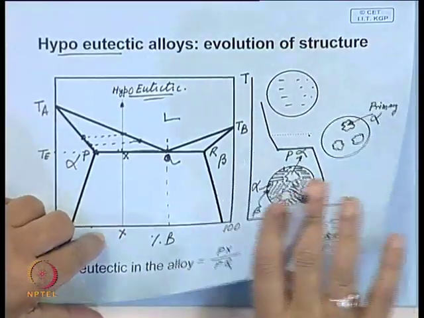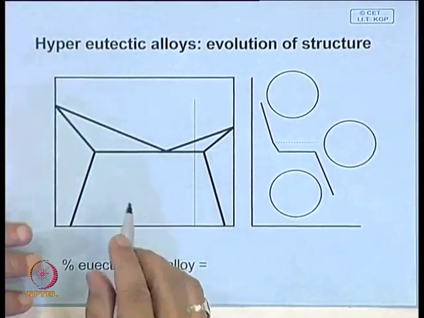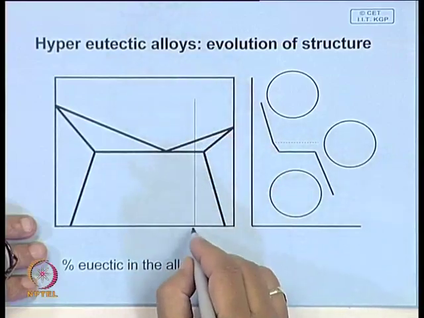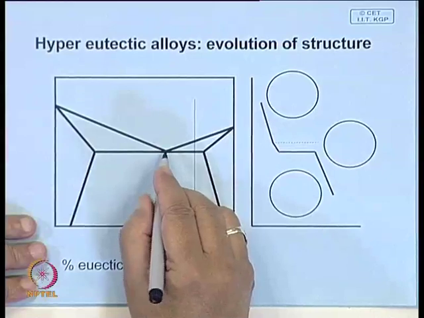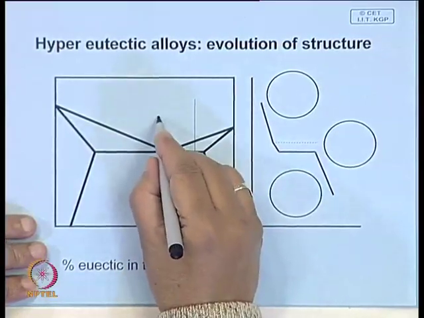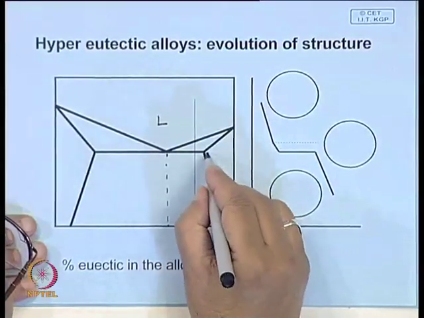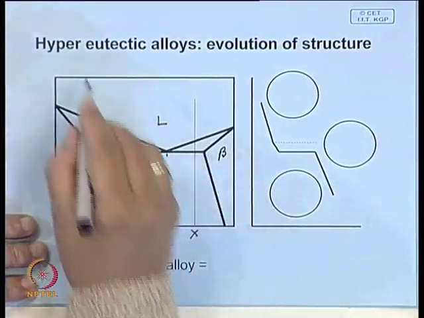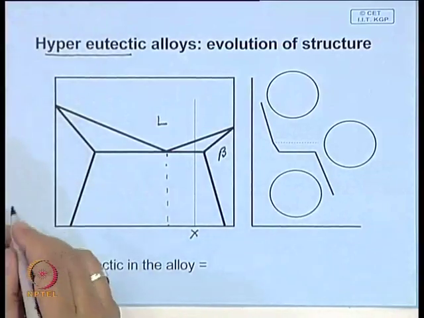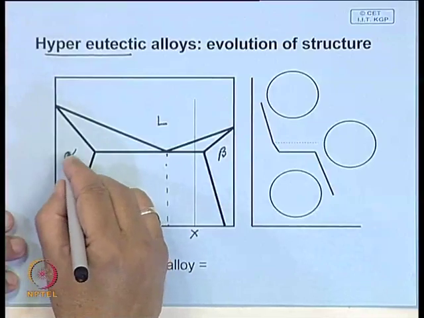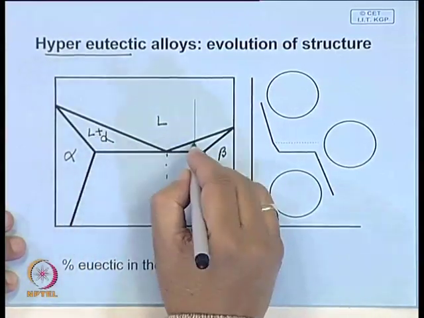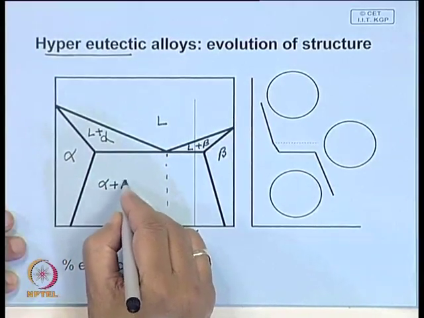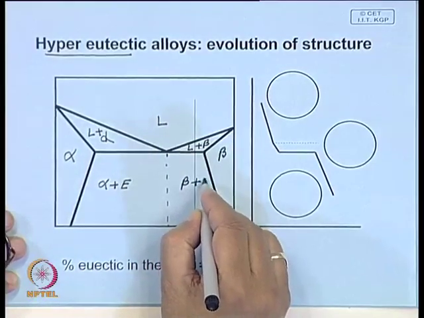Now, exactly in the same way, you will be able to explain the solidification behavior of an alloy having a composition X, which lies on the right hand side of this eutectic point, that is between this eutectic and this point, which is the maximum solubility of A in B. This alloy is called a hypereutectic alloy. And here also you can label the diagram: this is alpha, this is beta, this is liquid plus alpha, this is liquid plus beta, and here it is alpha plus eutectic, here you have primary beta plus eutectic.